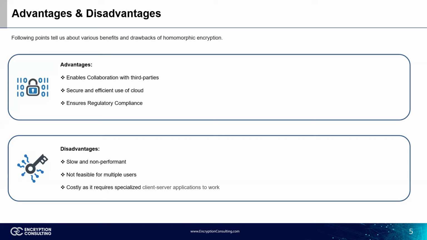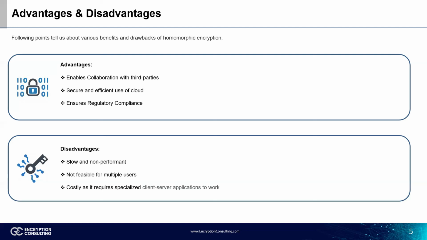HE can allow businesses operating in heavily regulated industries such as healthcare and finance to get outsourcing services for research and analytical purposes without the risk of non-compliance. Now let's move on to understanding the disadvantages associated with homomorphic encryption.